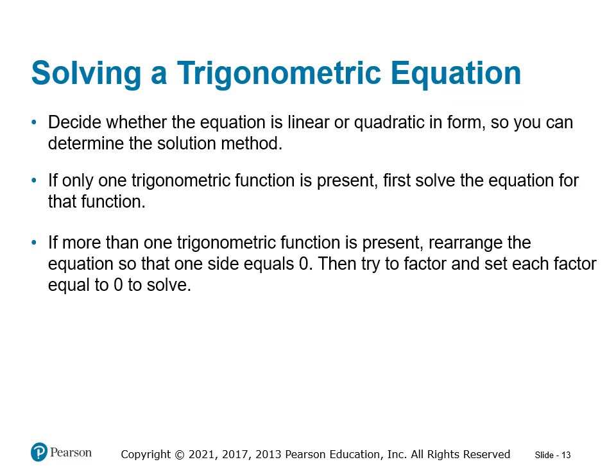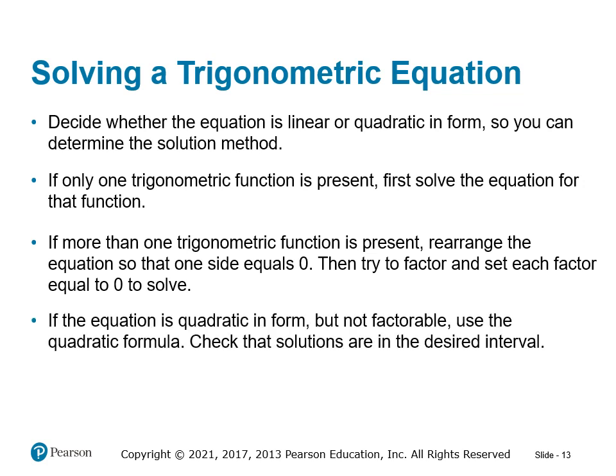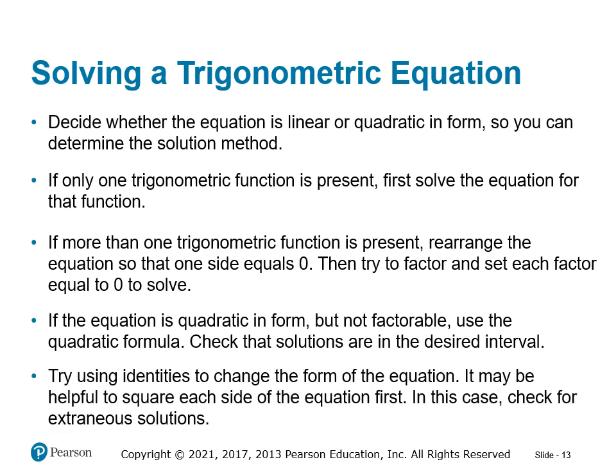If that doesn't work, then you can do what we just did in the last problem and look for identities that you can use to substitute in and get rid of one of the trig functions. If the equation is quadratic in form, but you can't factor it, we saw that problem too, just use the quadratic formula. And again, make sure that all your solutions are in the right interval. Try using identities to change the form of the equation. We saw this as well. It may be helpful to square each side. We saw that as well. In this case, when you square each side, make sure you check for extraneous solutions, or false positives.